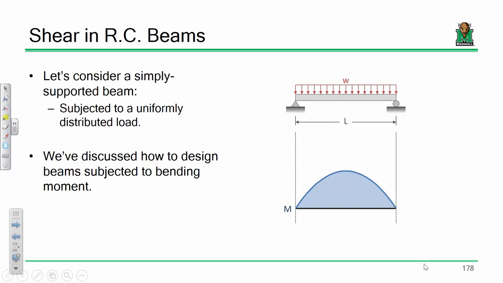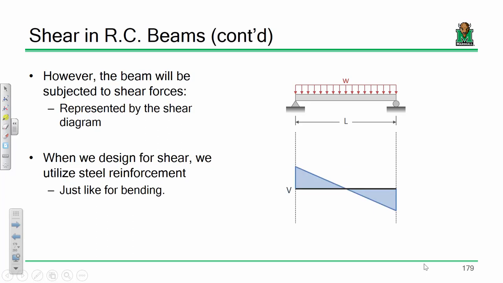If you have a beam that is simply supported and has a uniformly distributed load, its moment diagram looks something like that. Now, we have discussed moment until we're blue in the face. We've looked at singly reinforced beams, doubly reinforced beams, T-beams. We've analyzed beams and designed beams for moment. But what we have not discussed is shear.